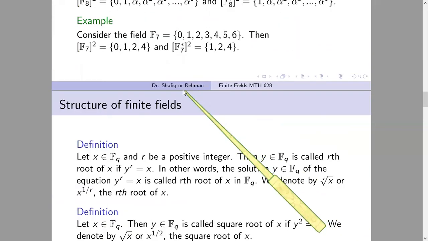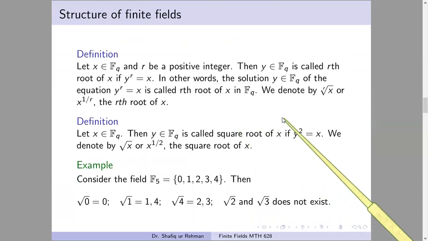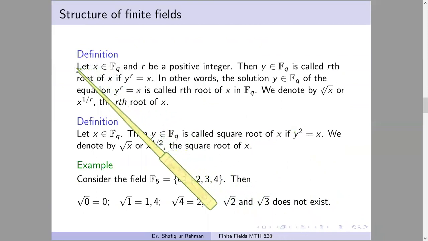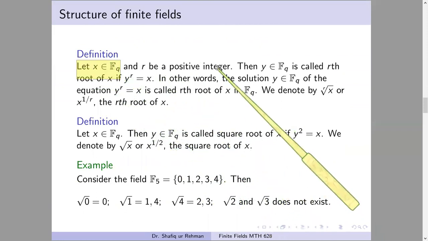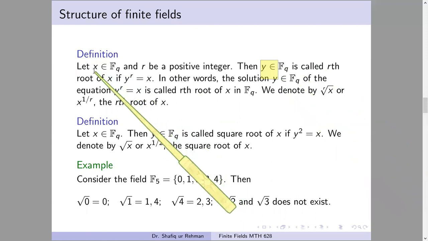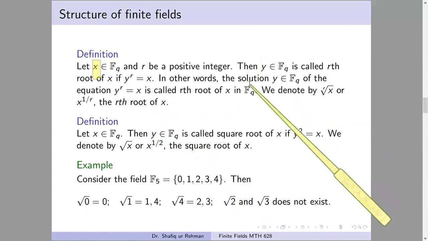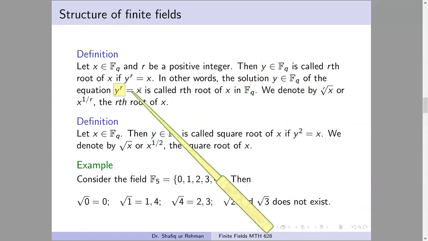Now, after observing this, we define the square root and rth root of elements in finite fields. What is meant by rth root? Let x be any element of the finite field and r any positive integer, then an element y in Fq is called an rth root of this element if y to the power r equals x. In other words, the solution of this equation for y is called an rth root of x.